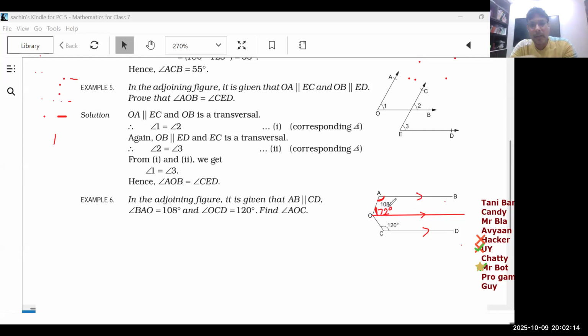Is this clear to everyone? Yes. So if you see on the bottom part, now Mikey, you don't speak. This is 120. How much will be this angle? These three are 60, again co-interior angles. So angle AOC will be 72 plus 60, that is equal to 132 degrees.